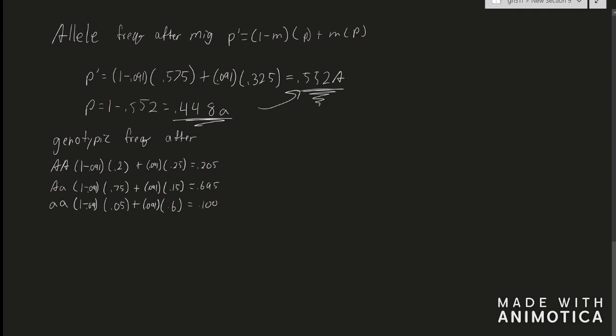Now, to get the genotypic frequency, it's the same equation as for the allelic frequency, except you need to do it for each possible genotype. Once you do that, you should get these answers, and if you add these all up, they should equal 1.